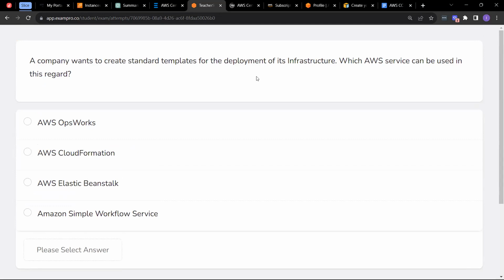Elimination. Yes, so OpsWorks will use something we call Puppet and Chef. Elastic Beanstalk is for deployment. Simple Workflow Service, I don't know this, but for CloudFormation, yes, I know that is what is used to create templates for cloud infrastructure deployment. We'll look at that.